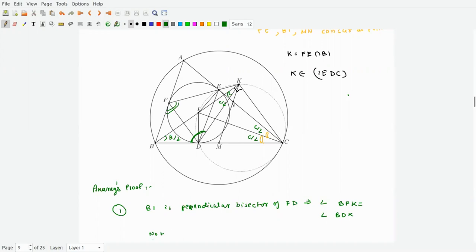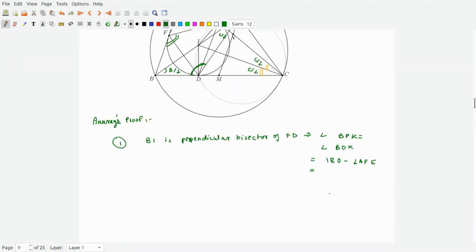Now what Anurag is saying is, note that, what is BFK? Anyone? Anurag, what is angle BFK? Angle BFK is basically 180 minus AFE. And what is AFE? 90 minus A by 2, if I'm not wrong. So this is 90 plus A by 2.